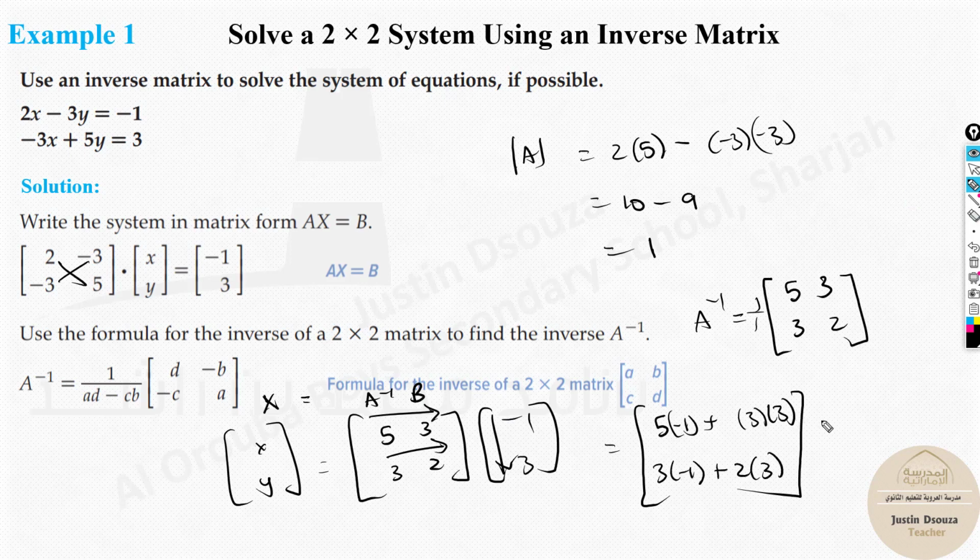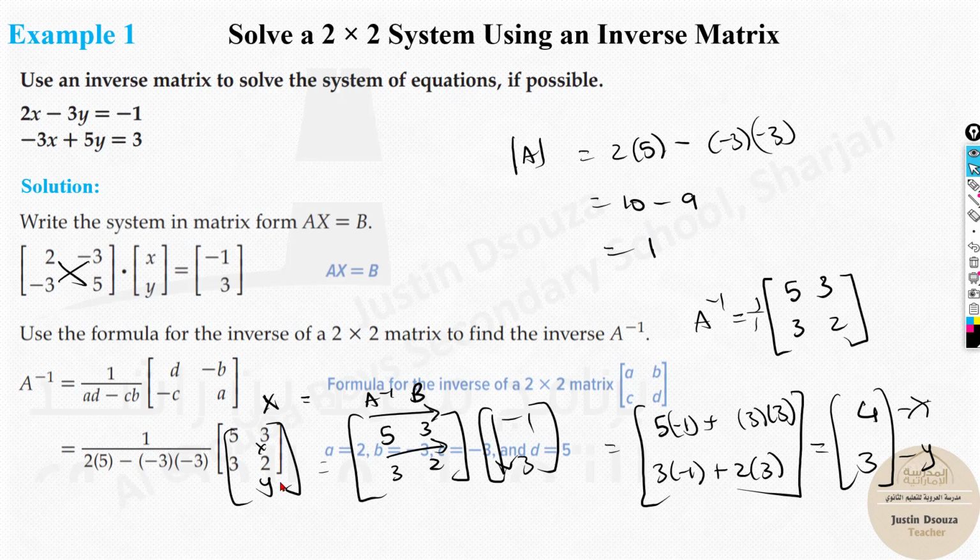We will just solve this up. What happens here is minus 5 plus 3 times 3 is 9. So we will have 9 minus 5 is 4. And here it's minus 3 plus 6. That will be plus 3. So the answer is 4 and 3. This is the x value. That is the y value. This is how we find using inverse.